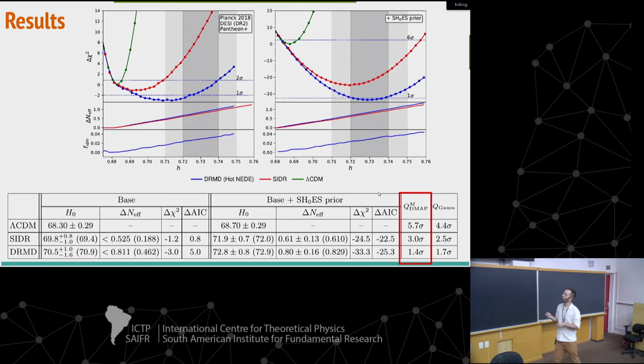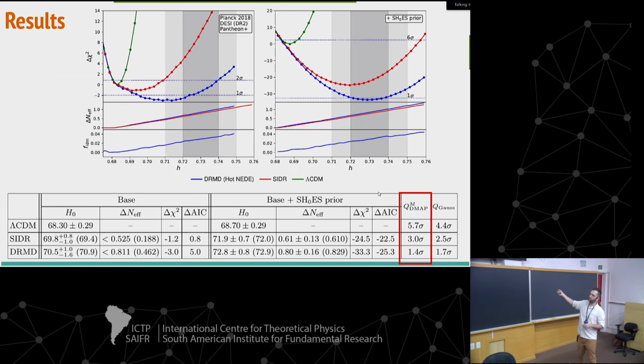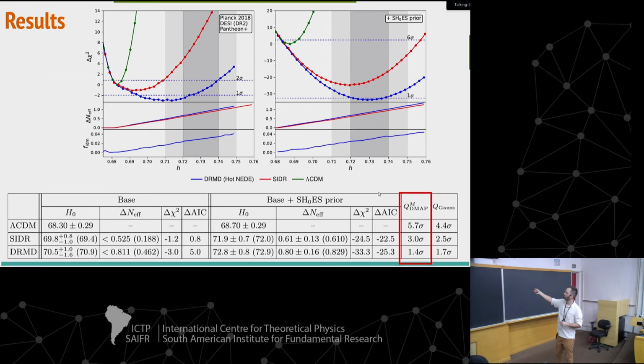Right, so we see here that the tension goes down from 6 sigma-ish to 1.7 sigma-ish, so quite good. After adding supernova data, our model, which is in blue here, seems to have a good agreement with SH0ES data, supernova data.